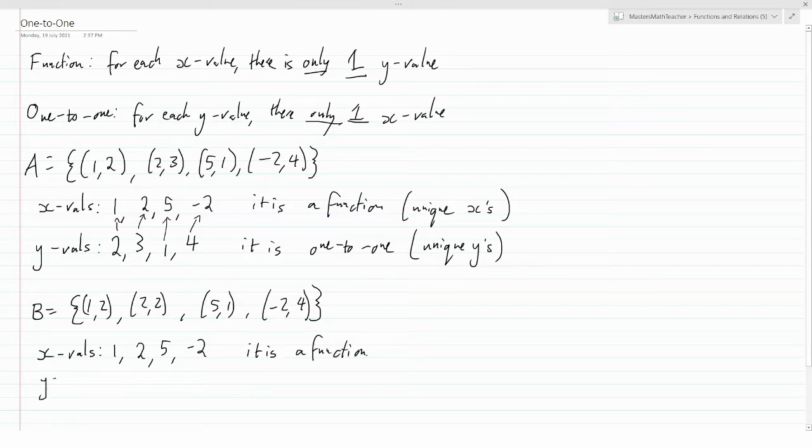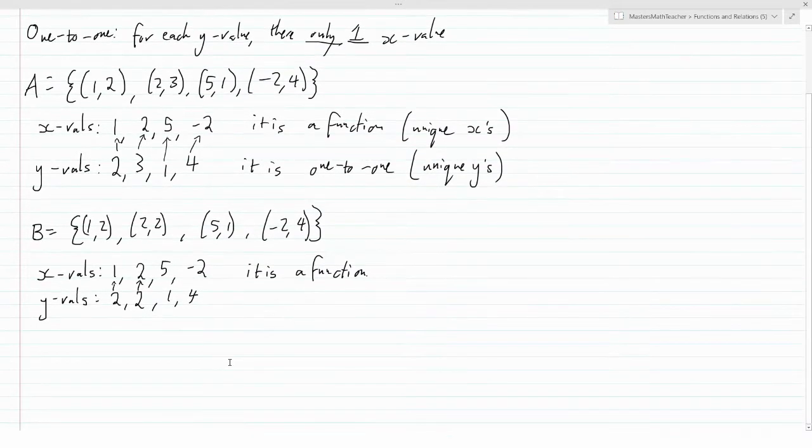Now we list the y values. We have 2, 2, 1, and 4. So we've listed 2 twice. It's saying at the y value of 2, we have 2 corresponding x values, which means based on our definition at the top for what a one-to-one function is, this does not pass. So it is not one-to-one.